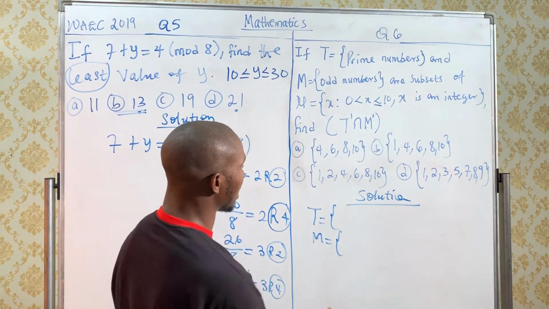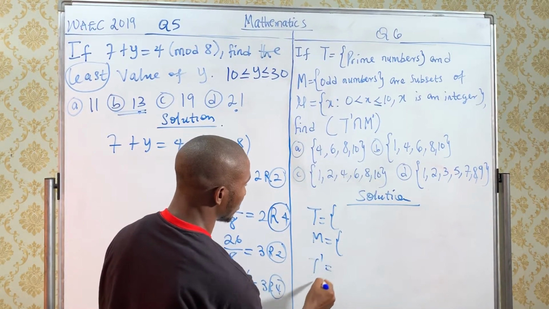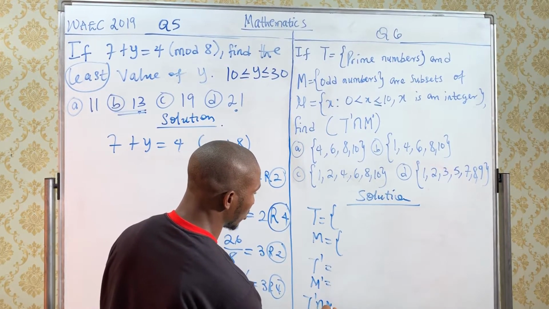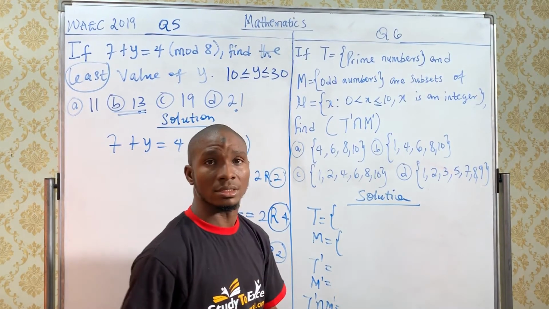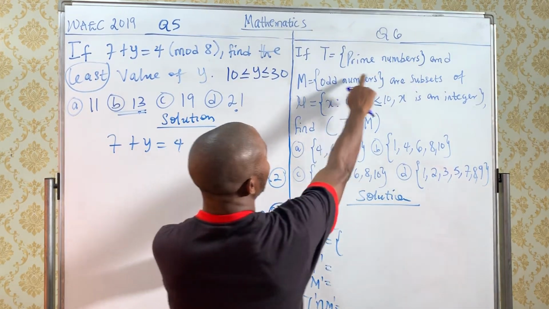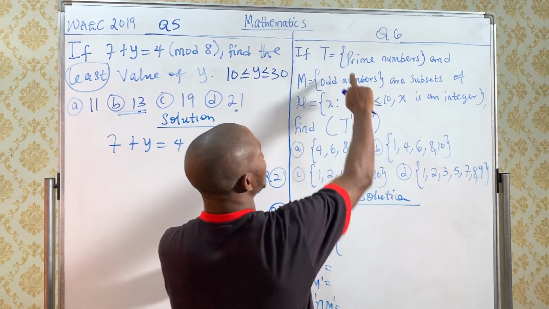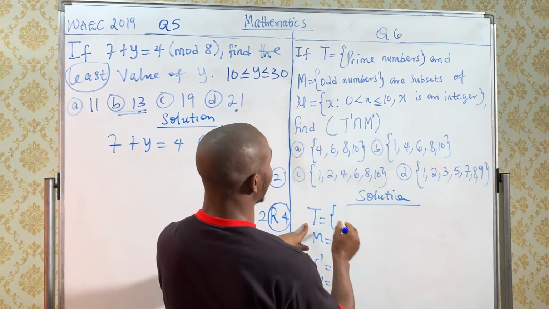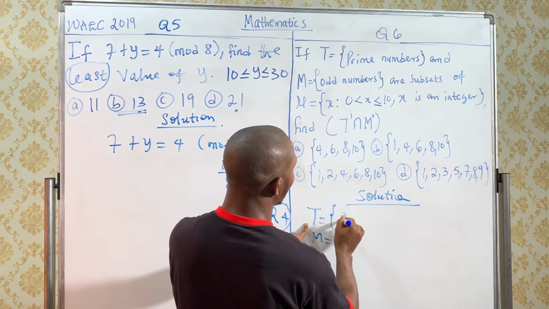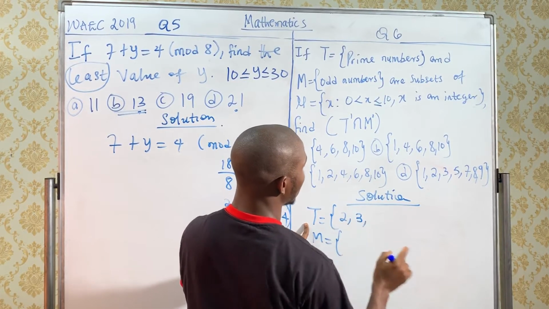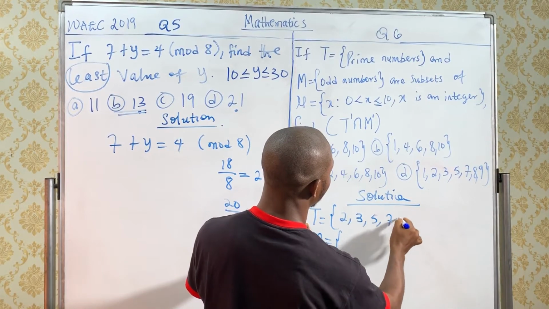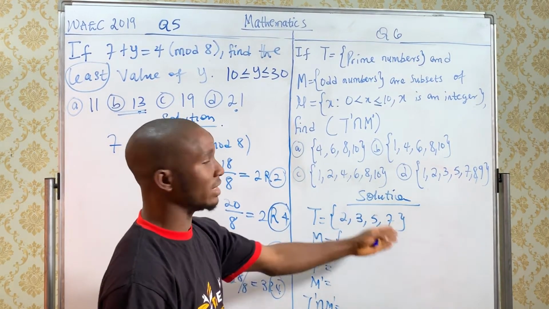So what is t, what is m? Then we can find t prime, then m prime, before we can now find the intersection of the two. So let's look at it. What is t? t is prime numbers, but don't forget, it must be between 0 and 10. So what are the prime numbers between 0 and 10? That will be 2, 3. 1 is not a prime number, let's take note. Then 5 and 7. These are the prime numbers between 0 and 10.